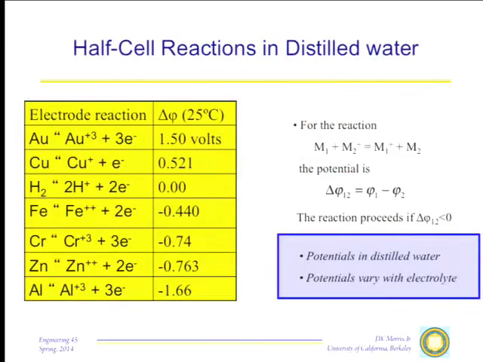Half-cell reactions: we can look at the work function, essentially the potential involved in various reactions. Gold going to gold plus 3 electrons, very, very high voltage required. Copper, positive voltage. Iron, negative voltage. Chromium, zinc, and so on. If I put these two together and make the reaction, M1 plus M2 ion goes to M1 ion plus M2, then the potential is just the difference of the work functions.